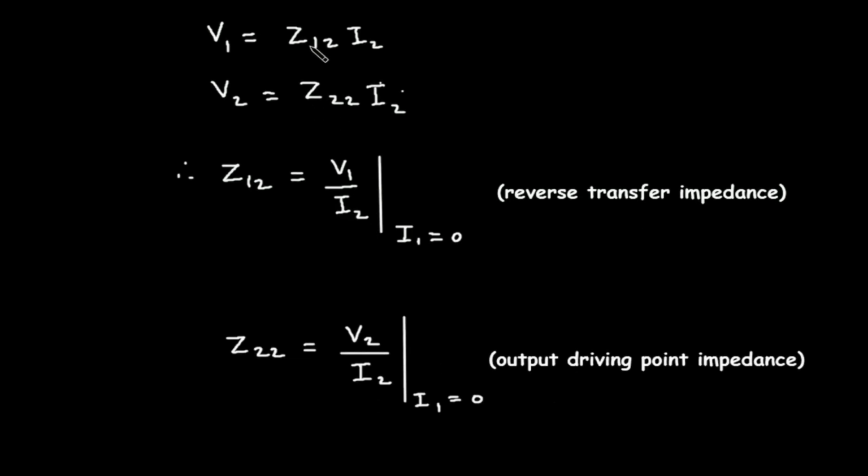Now from here we can find the value of Z12. So Z12 is equal to V1 by I2. Since this is a Z parameter and it is the ratio of V1 by I2, where V1 is the input voltage and I2 is the output current, it is called reverse transfer impedance.